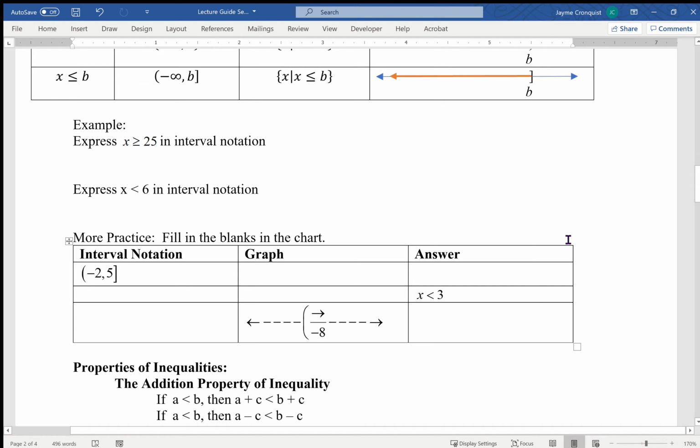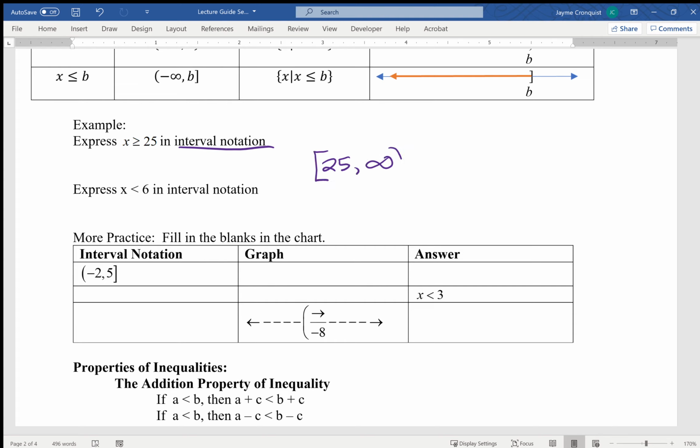Okay, express x is greater than or equal to 25 in interval notation. So if x is greater than, then 25 is the bottom, and I'm going to infinity. Now there's an equal to portion, so I put a square bracket there. Infinity always has a parenthesis. Express x is less than 6. Okay, now I'm going from -infinity to 6. No equal to, so I have a parenthesis on both sides because infinity always has a parenthesis.